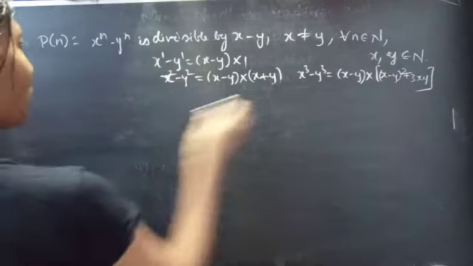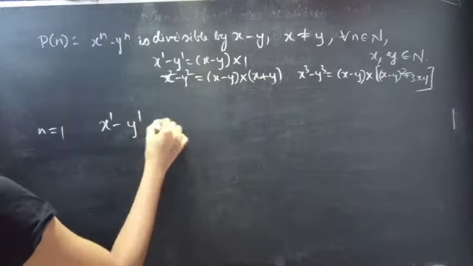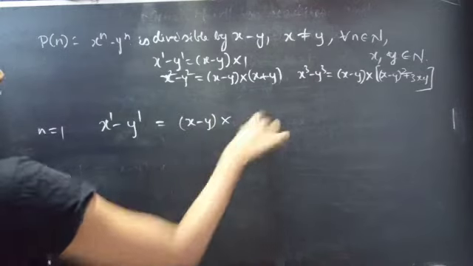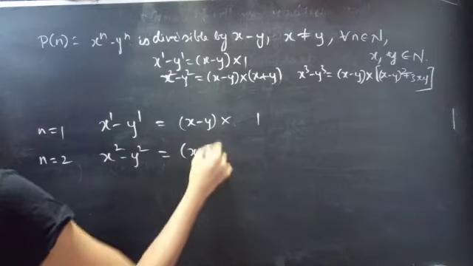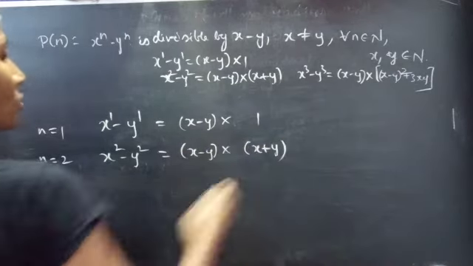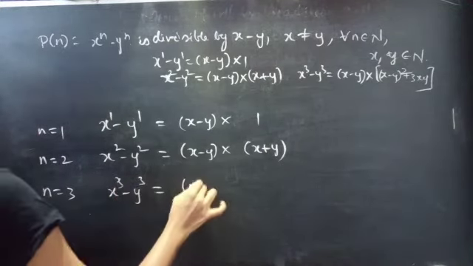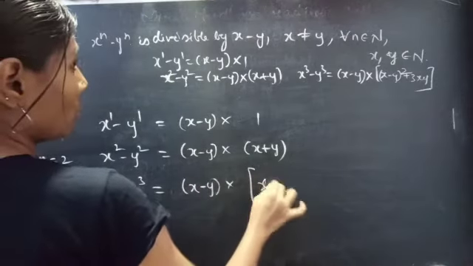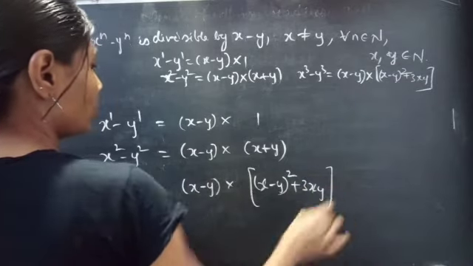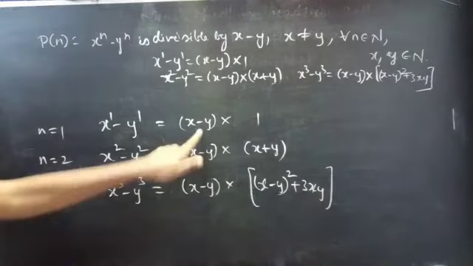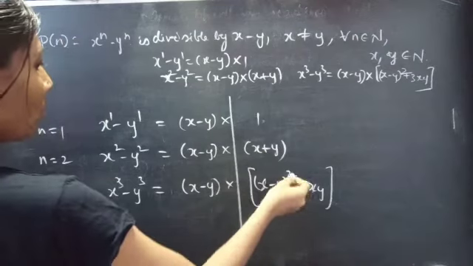So now consider these three. When n equals 1, x power 1 minus y power 1 equals (x minus y) into 1. And when n equals 2, x square minus y square equals (x minus y) into (x plus y). When n equals 3, x cube minus y cube equals (x minus y) into [(x minus y) square plus 3xy], right? So all these are multiples of x minus y, leaving quotients 1, x plus y, and (x minus y) whole square plus 3xy.